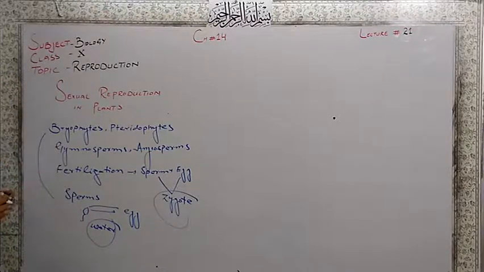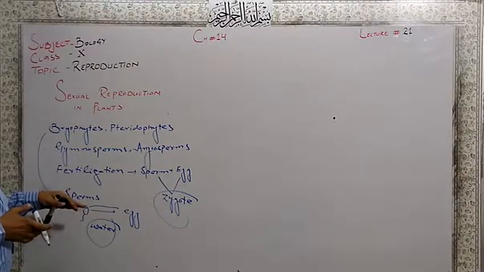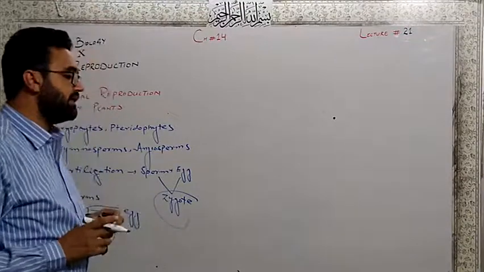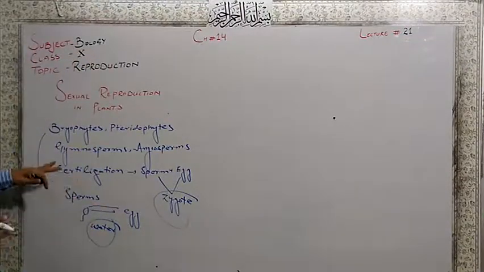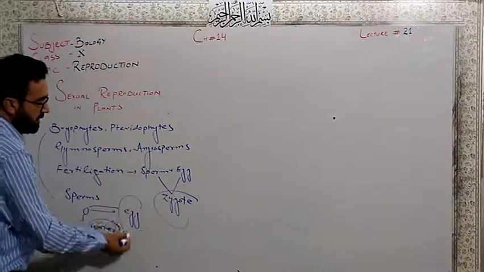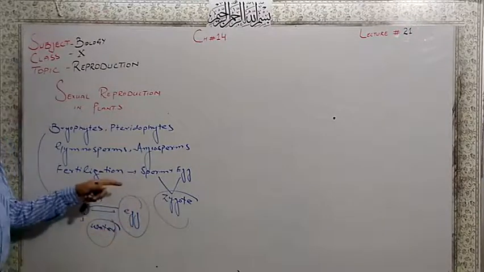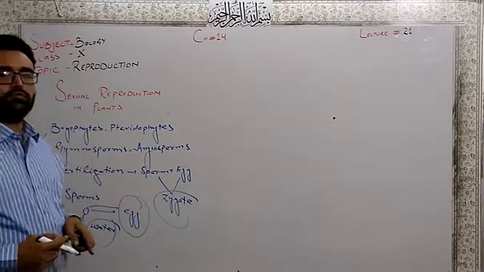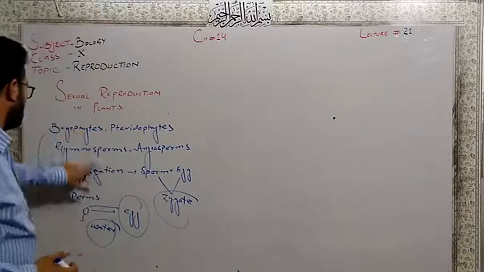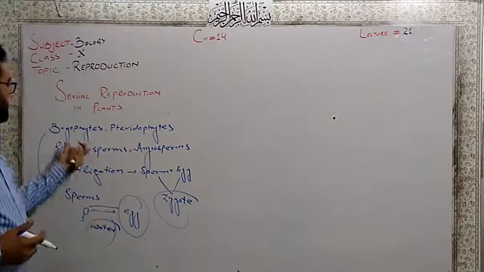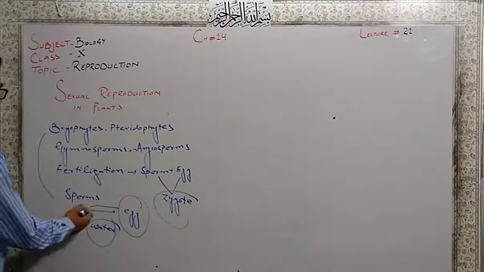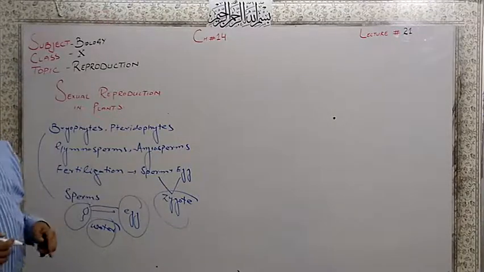In the rest of the groups, they have different techniques by which the male gamete travels towards the female gamete. But this is common: the egg is retained inside the female plant body, and the sperm will move towards the egg. This is common among all the groups, but the methods are different, in how sperm or pollen grain, the male gamete, will travel towards the egg.